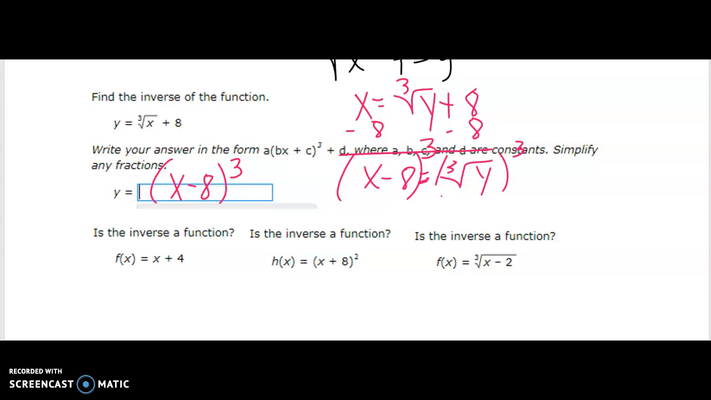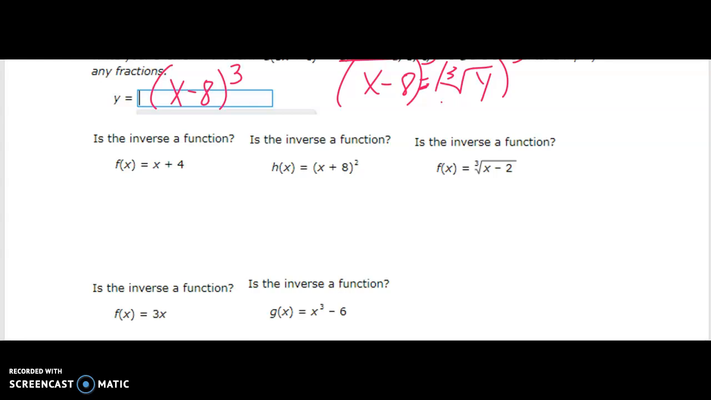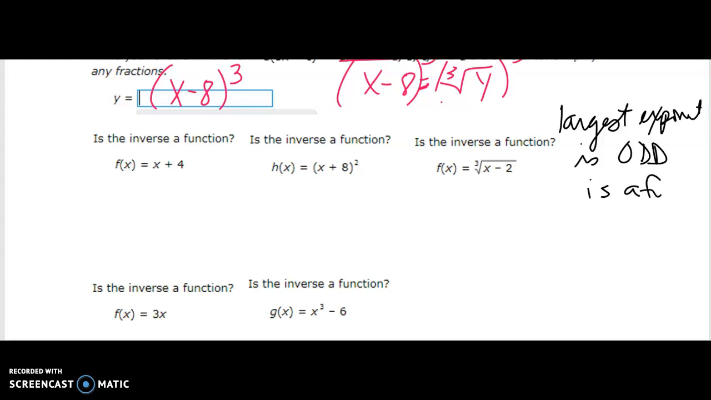Now we're going to be asked, and I'm going to go by this pretty quick because I have 2 minutes left, is the inverse a function? Basically, if your largest exponent is odd, then it is a function. Okay? If it is even, then it's not a function.